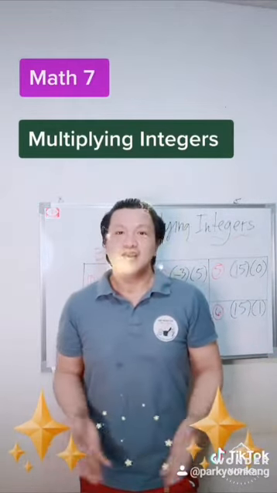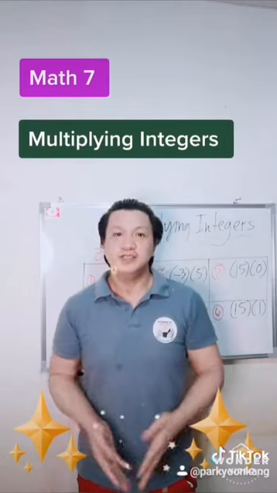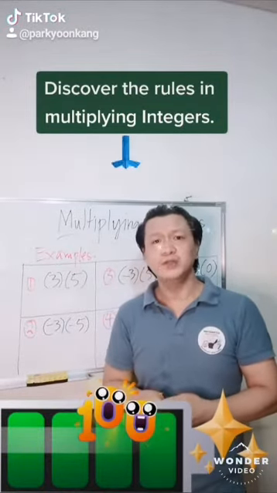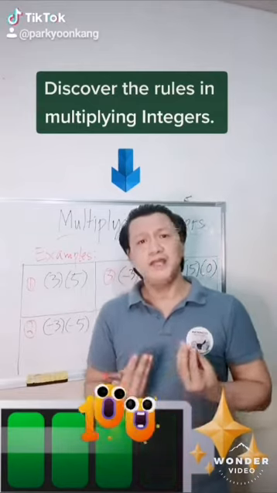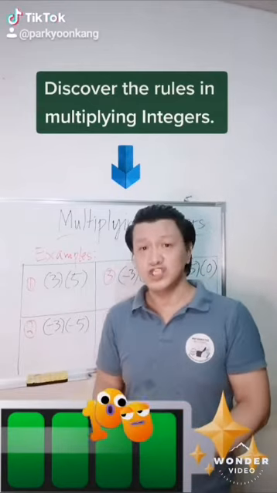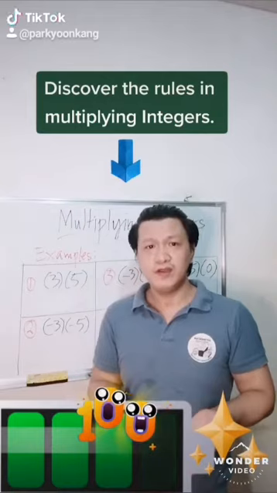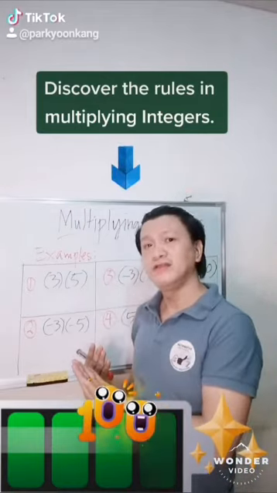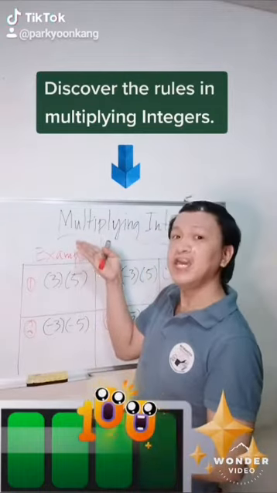Today we are going to discuss multiplying of integers. How are you going to multiply the given integers? So let me introduce first, multiplication is simply repeated addition. Before I give the definition, let us discover together the rules in multiplying integers.